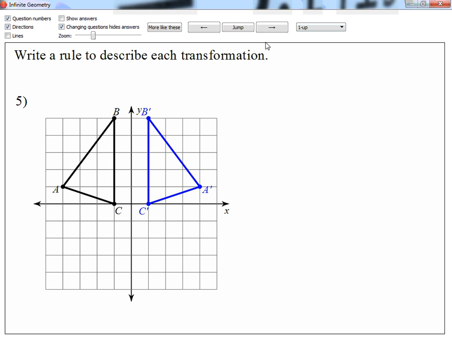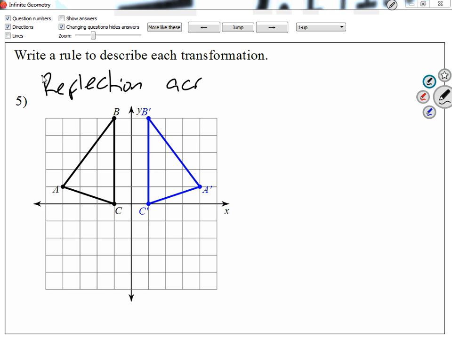It says, write a rule to describe each transformation. Today we're dealing with reflection only. So I'm pretty sure this will be reflection across, because we're dealing with reflection for today, y-axis.